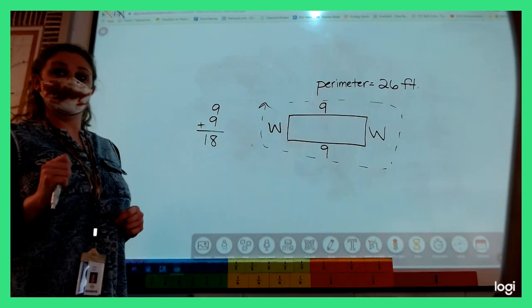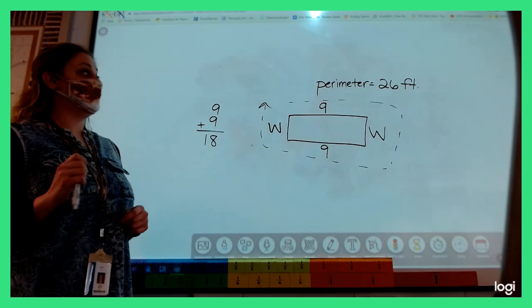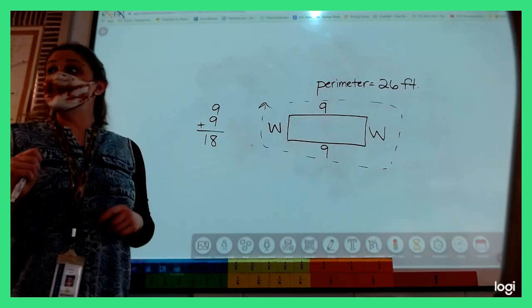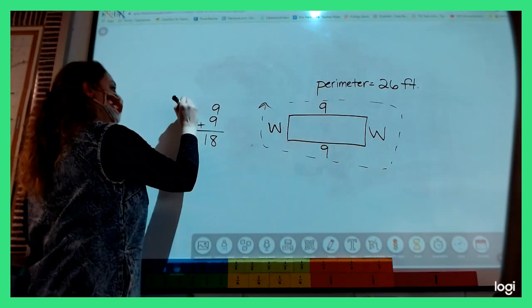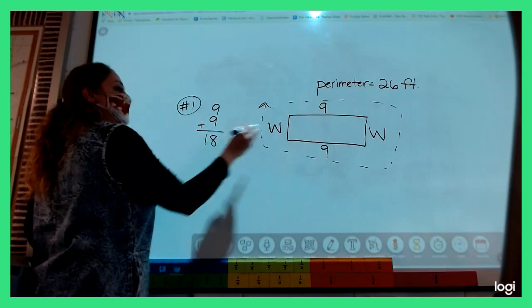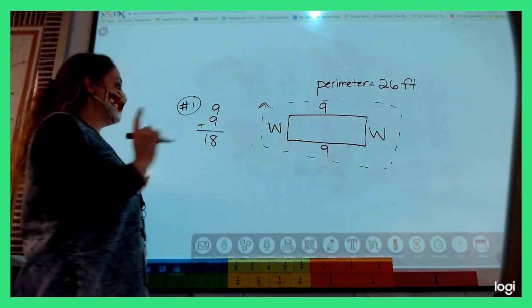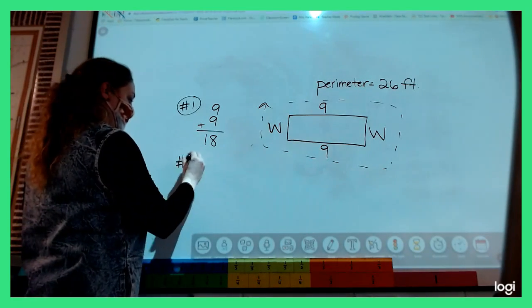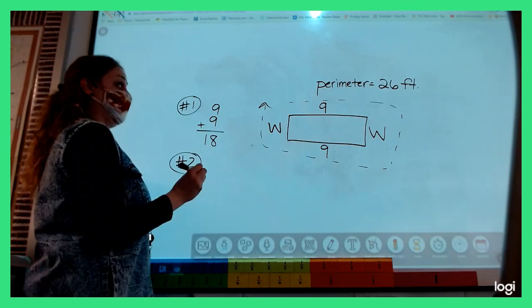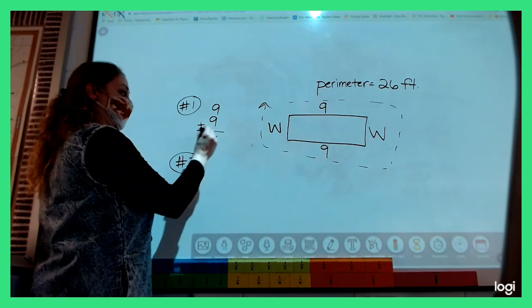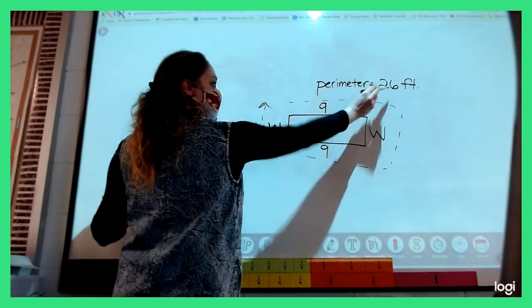You subtract 26 and 18. Exactly, okay? So we're going to call this step number 1. Your first step, you figure out how much total number is already around your shape. Step number 2, we have to subtract what we have on the picture from the total perimeter.